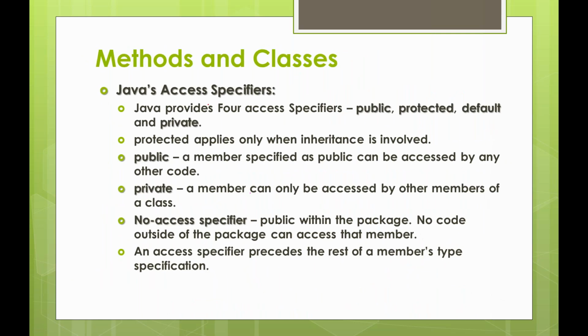So the next one is, what are the access specifiers that are provided in Java? As I just mentioned, there are 4 access specifiers: 1, 2, 3, and 4. So here public, protected, and private are keywords.